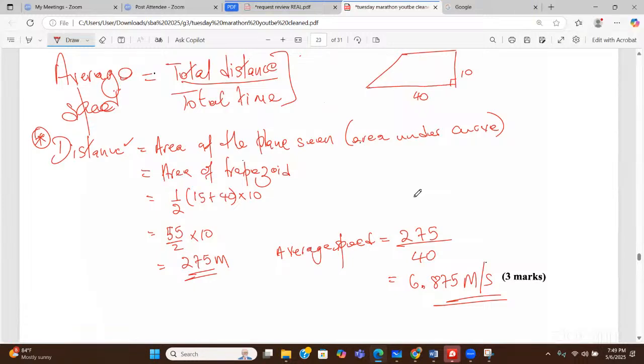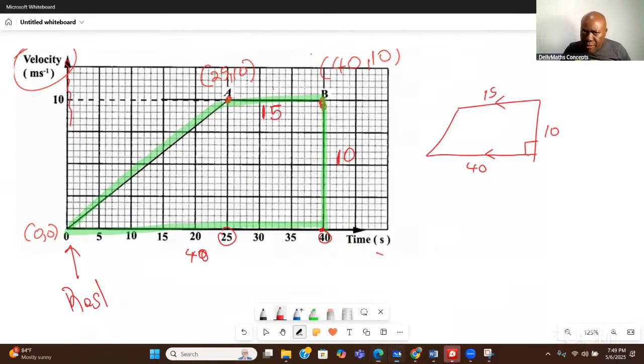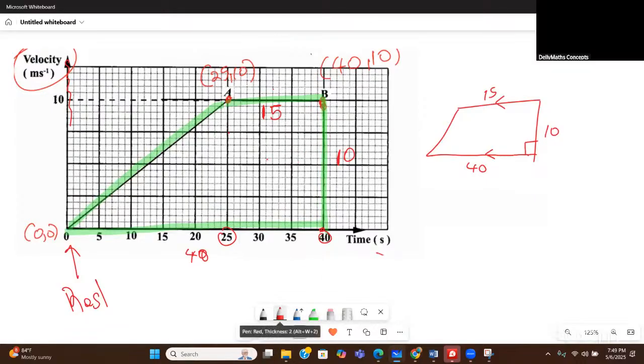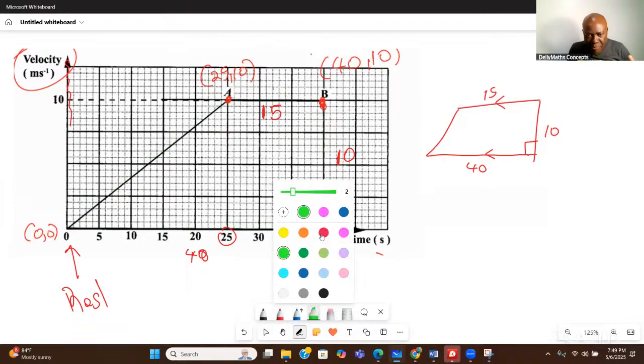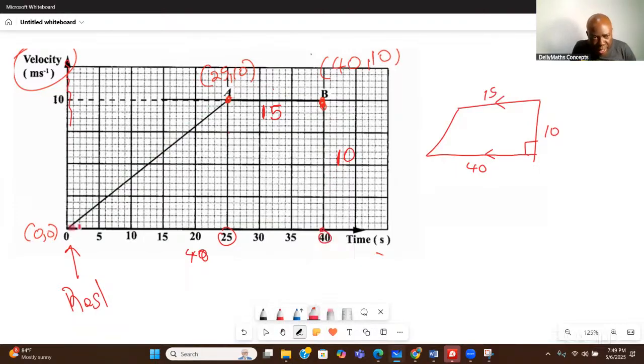So I still don't know how you got the 15. Yeah, no problem, I'm going to show you. We're talking about the parallel sides. So I'm going to highlight the parallel sides for you in pink. So that side is parallel to this one. Agree? Talk to me now.